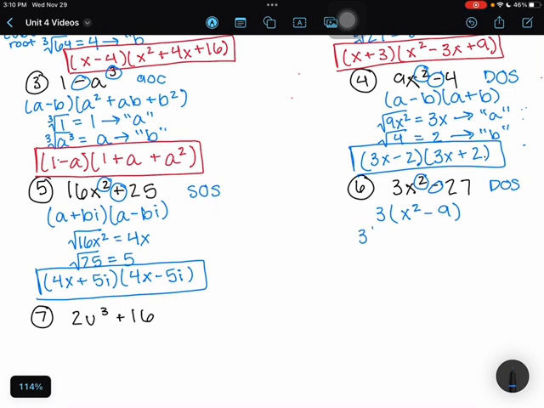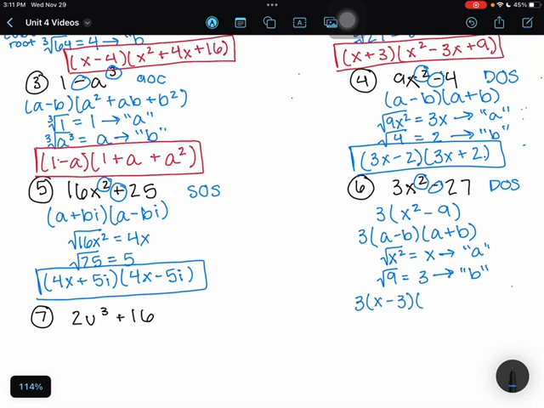So when I do my difference of squares, I still want to keep that 3 in front, but I'm still going to have a minus b and a plus b. So to find my a and b, I take the square root of x squared, which is x, going to be my a term, and the square root of 9, which is 3, going to be my b term. So I leave the 3 in front, because even though it's a GCF, it can't go away. I have x minus 3 and x plus 3. Lots of 3's going on in that one.